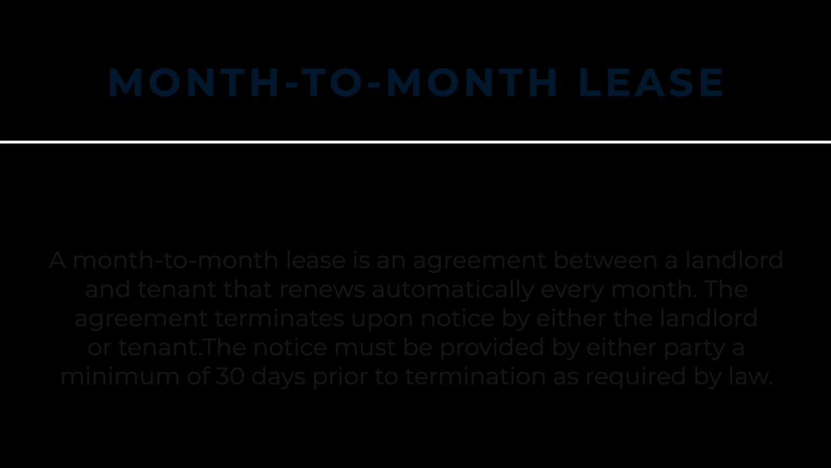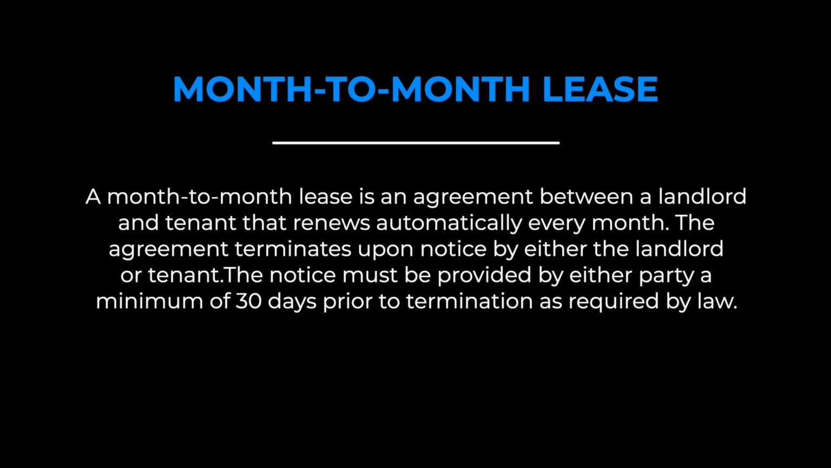A month-to-month lease. A month-to-month lease is an agreement between a landlord and tenant that renews automatically every month. The agreement terminates upon notice by either the landlord or the tenant. The notice must be provided by either party a minimum of 30 days prior to termination as required by law.